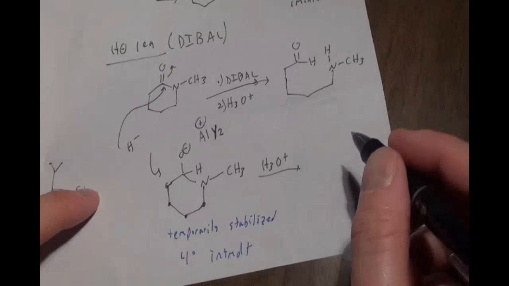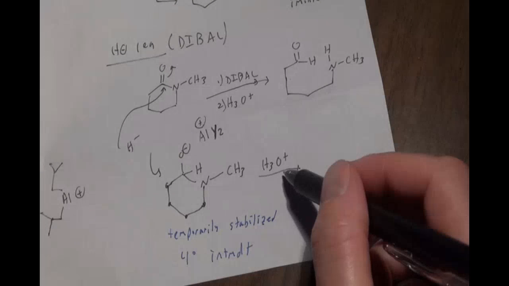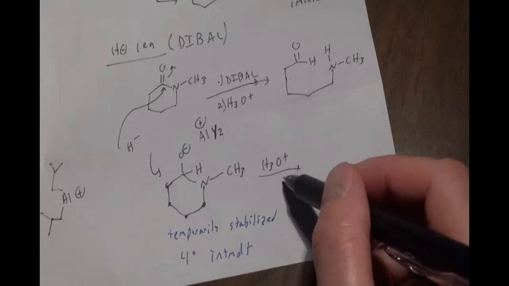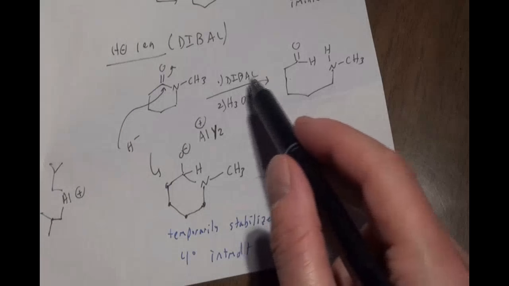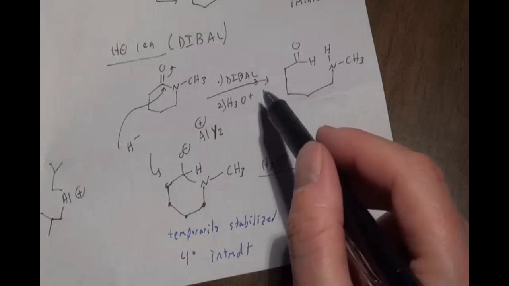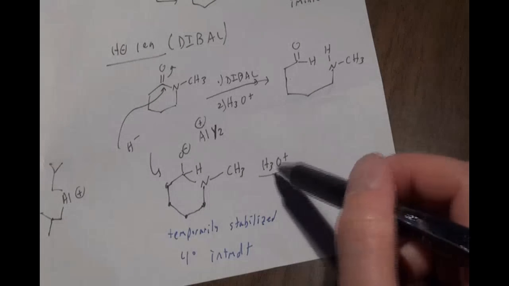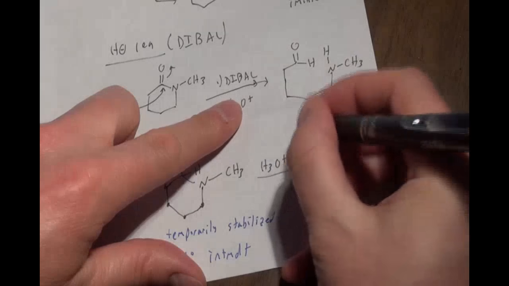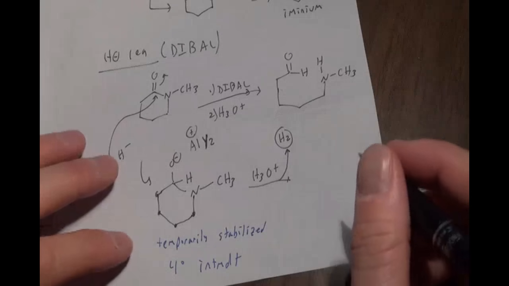Okay. And another thing about that is, what does H3O do? Well, there's two things it does. I forgot to mention the second thing last time. The first is it destroys excess DIBAL. It destroys excess H minus. You can imagine what H minus does when it sees H plus? It forms H2. So I'm just going to abbreviate that and say, oh, it makes H2. It destroys any leftover H minus.